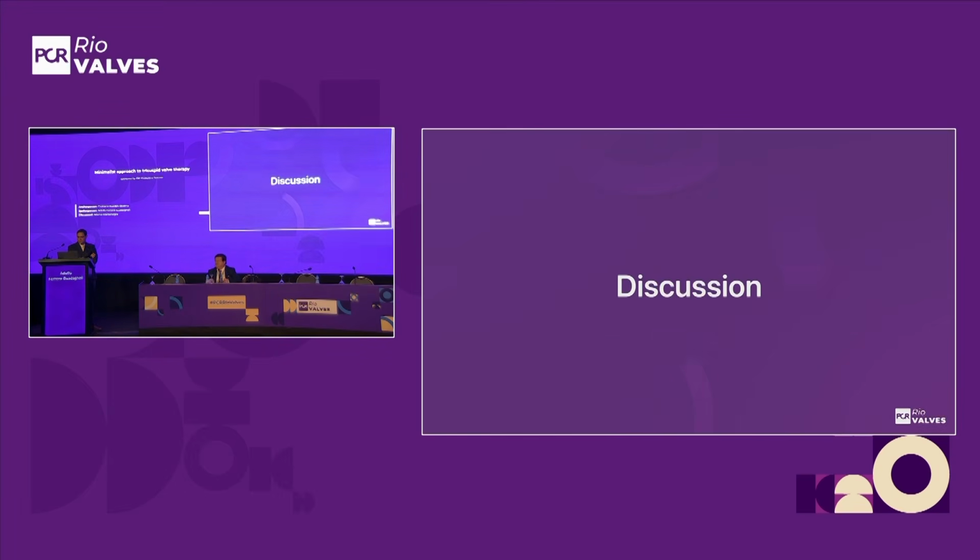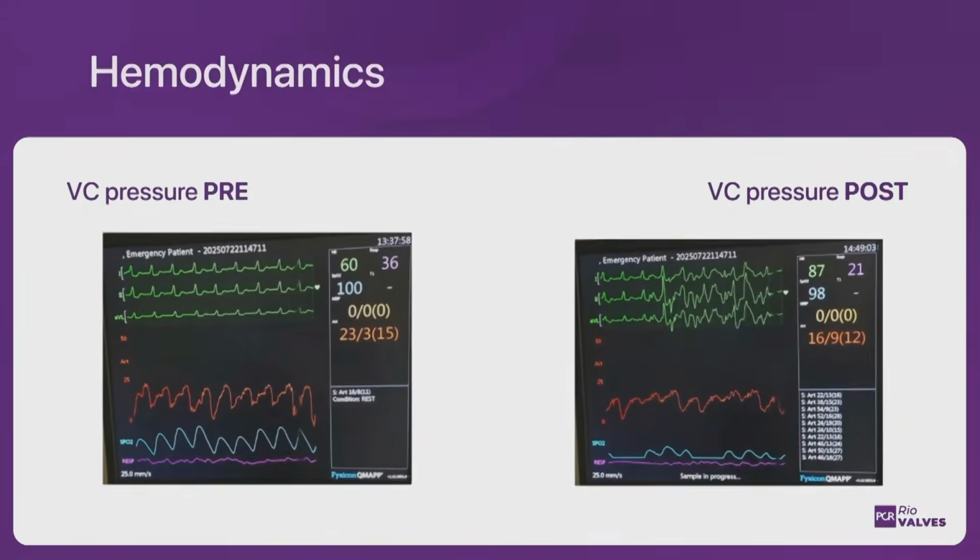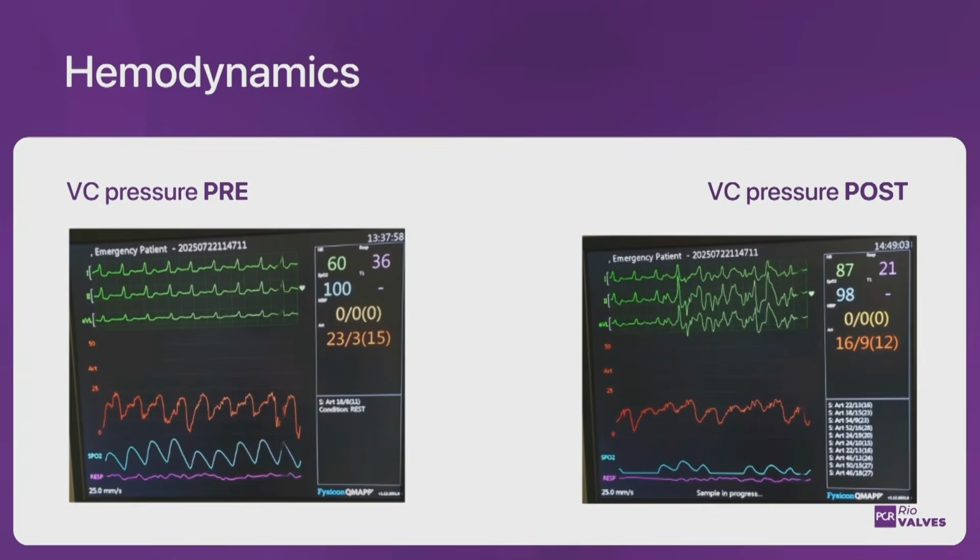Well, as a summary, we would like to say thank you again to PFM and Rio Valves for this opportunity to show this amazing case, a very sick patient that received a device without a drop of contrast. It is a total proof of concept, and you could see that it was very smooth, and it is a perfect result. You will see here how we started with the vena cava pressure. The mean pressure was 23.